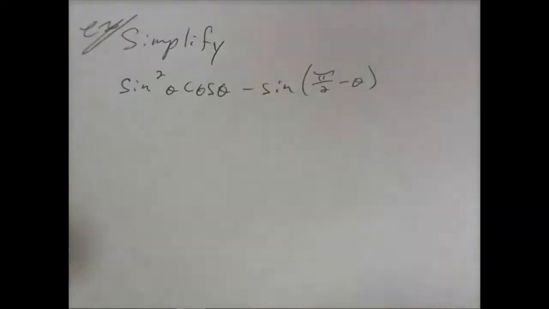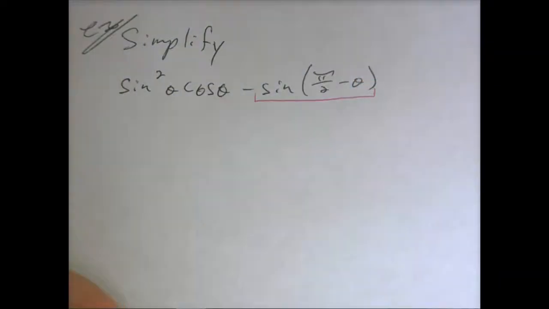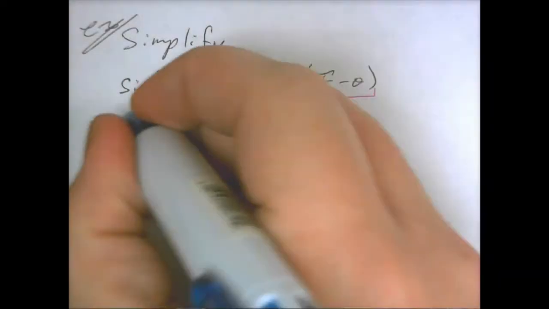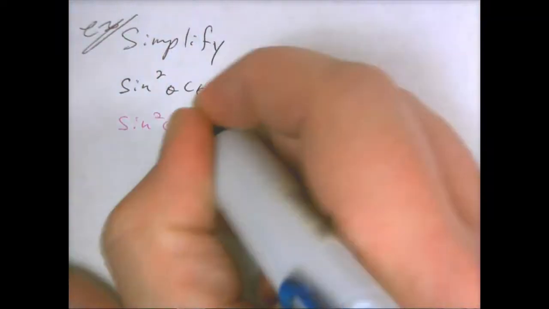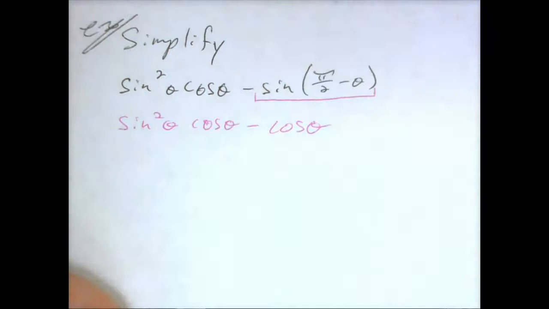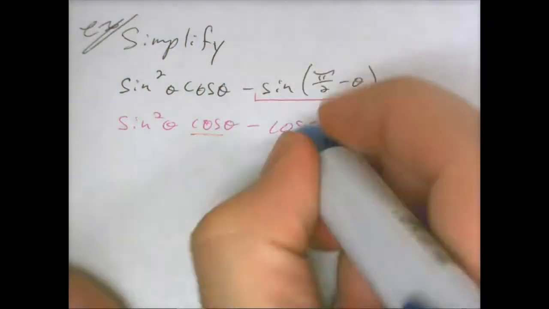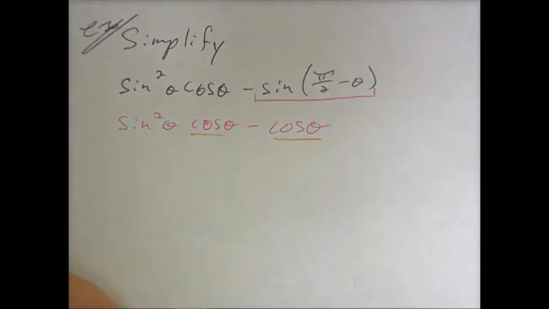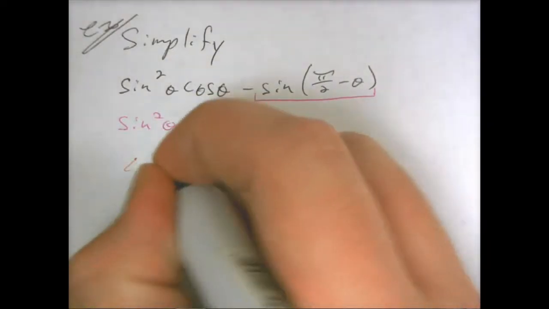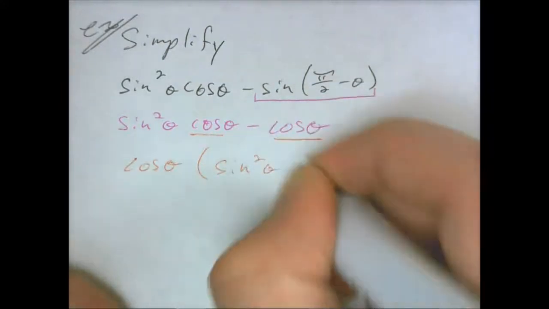Next. All right, with this one, I notice I have a cofunction identity right there. So that is cosine theta. So this is sine squared theta cosine theta minus cosine theta. Now notice, in both of these terms, I have a cosine theta. So I can factor it out such that this would be cosine theta times sine squared theta minus 1.